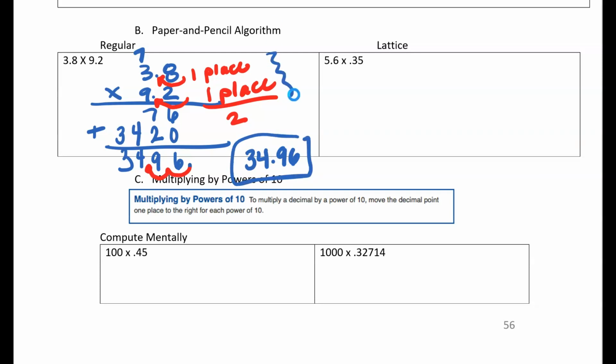So the numbers up here can be anything. You could have moved 3 places in one and 1 place in the other, and then you're going to add 3 and 1, and that makes 4. So it just depends on the problem.